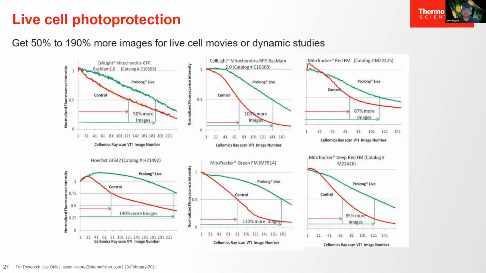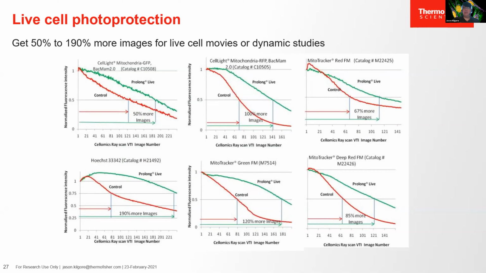And some example curves, you may not be able to read this, but basically in the green there is ProLong Live, and then the red is without anti-fade. In the upper left is GFP, and you can see a slight improvement in the photobleaching such that it allows you to have 50% more images before it reaches 50% intensity. And that's pretty impressive, I think. But we're not yet at the point where we've developed one that's as impressive as our fixed cell anti-fade solutions.